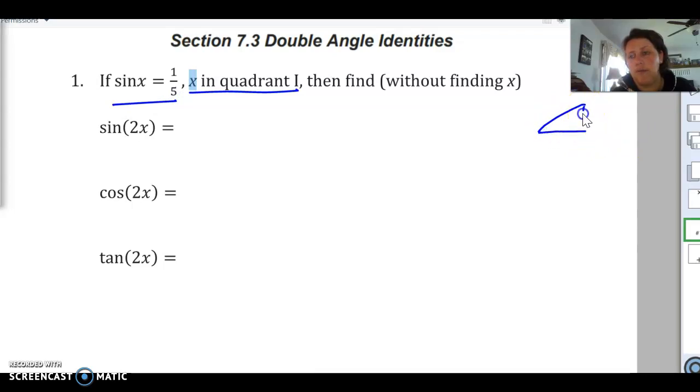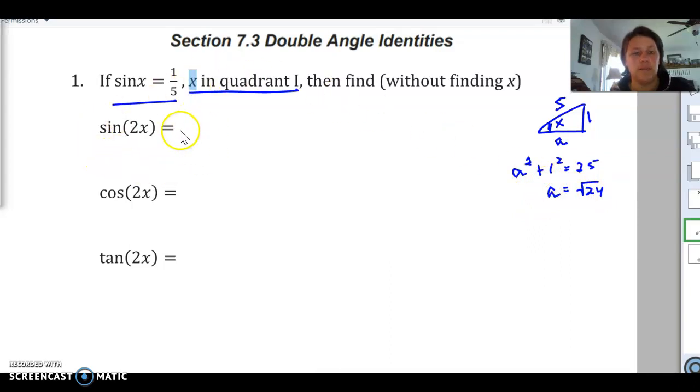So if we look at a reference triangle, let's label this angle as x. Sine would be opposite over hypotenuse, so 1 and 5. And now we can go ahead and use our Pythagorean theorem to find this side, which we'll label a. So we have a squared plus 1 squared equals 25. Go through all of the math of that, and you should get a equals the square root of 24.